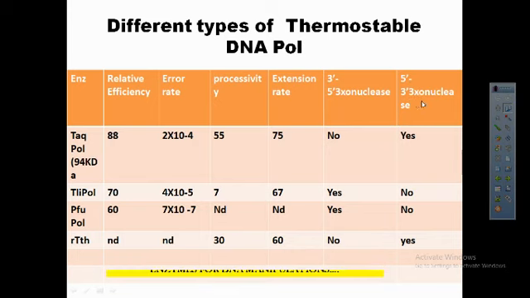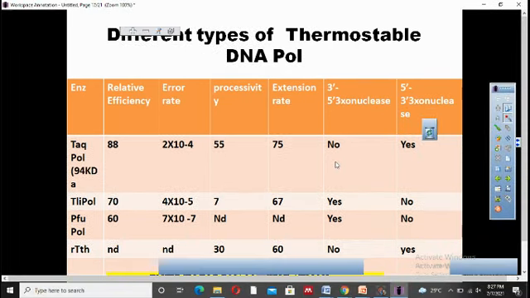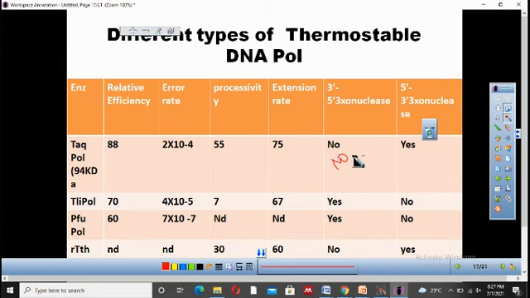Sorry, 5' to 3' polymerase. So once it synthesizes, it can also degrade, and 3' to 5' exonuclease activity is not there. So proofreading is not possible in this one. No proofreading.